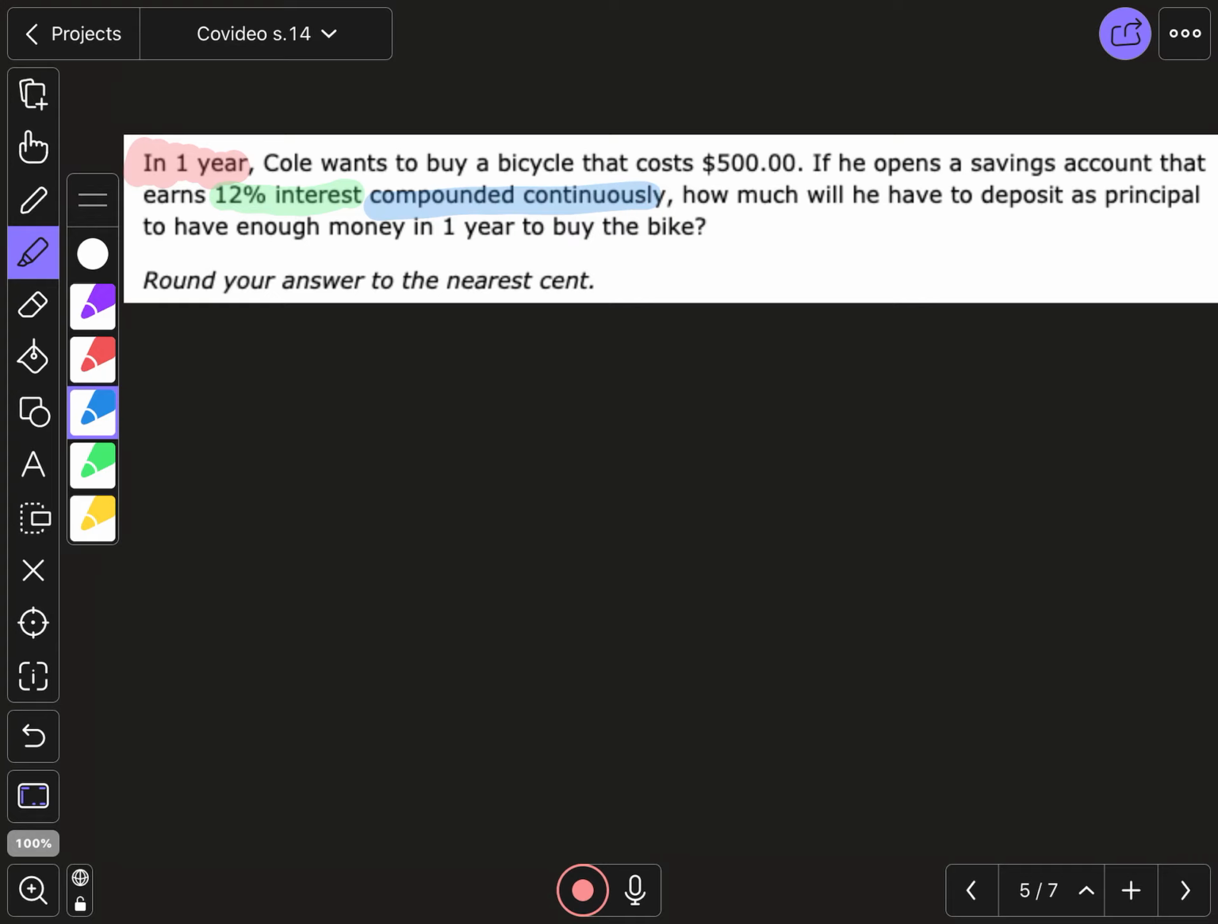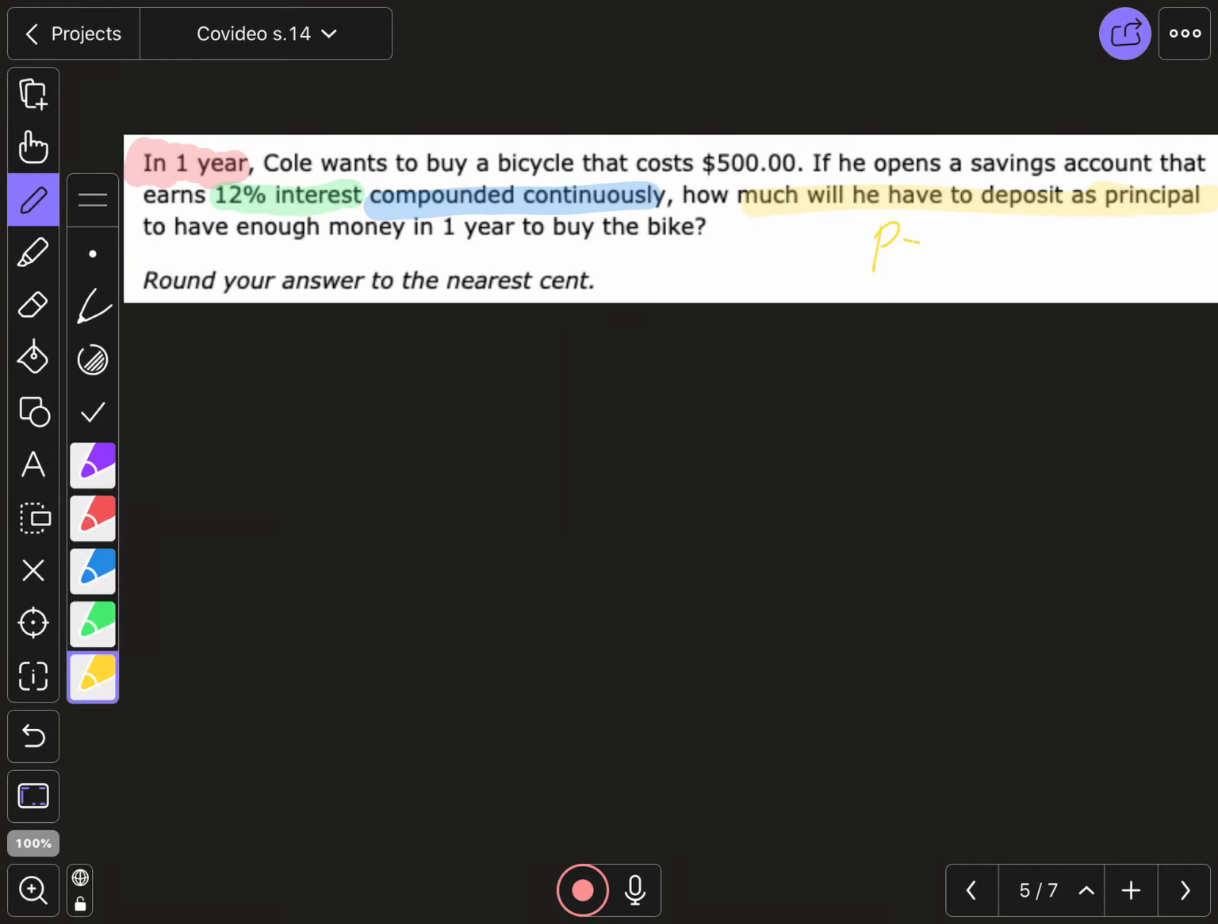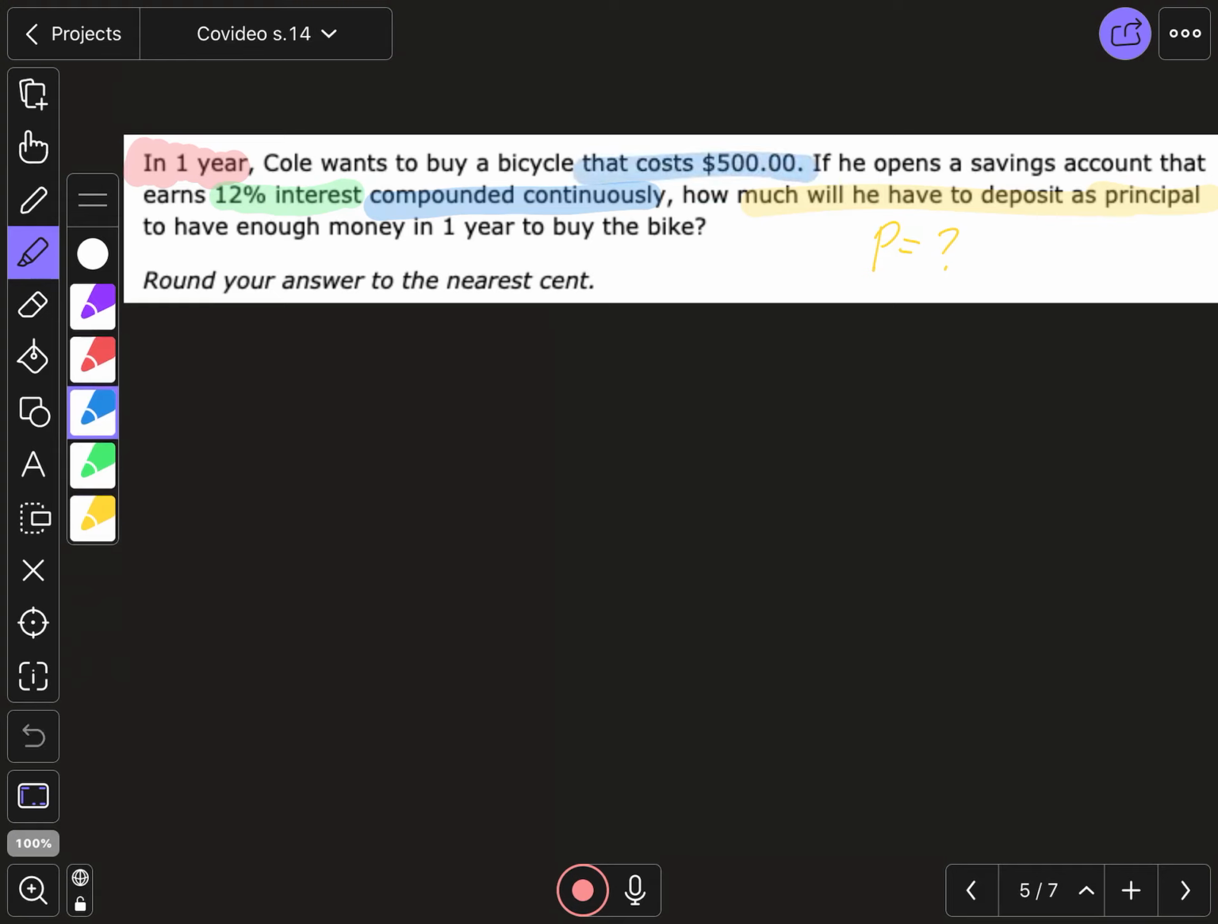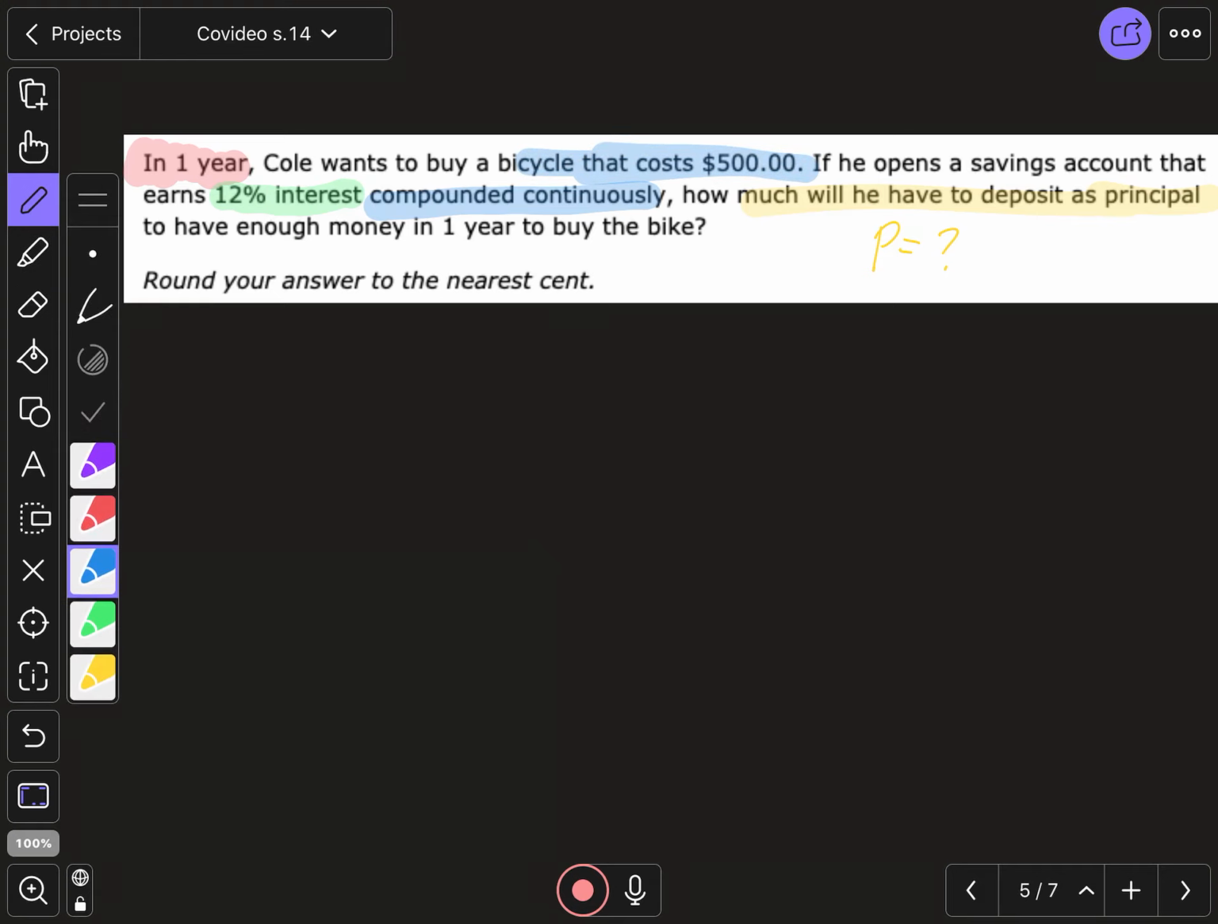How much will have to be deposited is the principal. So the principal here is the question. How much is the principal? So that's our question. All right. And he wants $500 to be in there when he's done, and so that would be our A. So just like last time, we know what A is.